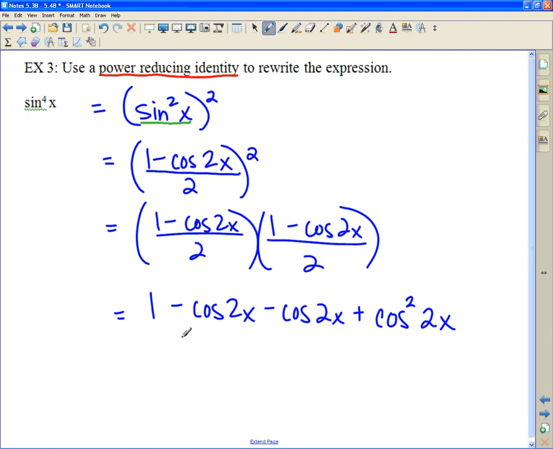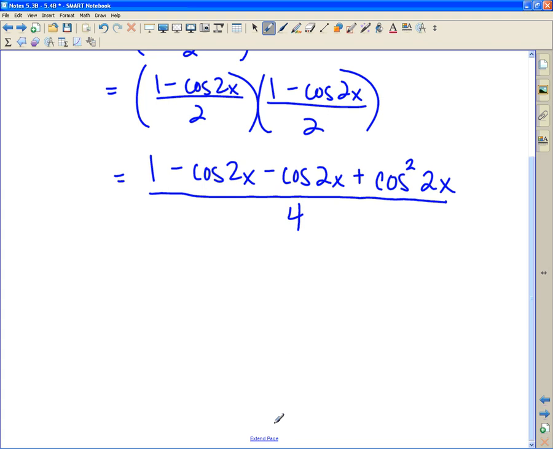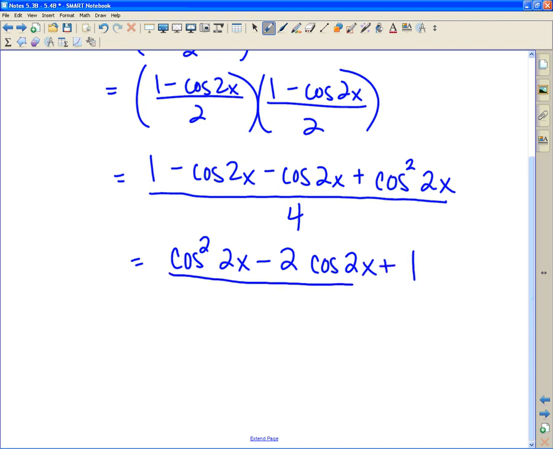Careful when you write that. All divided by 2 times 2 is 4. So let's write this in standard form. Cosine squared of 2x. You have a -1 and a -1 here, so you have -2 cosine of 2x plus 1, all divided by 4. And what you have now is, believe it or not, a simpler expression because you have something that is quadratic. So instead of being to the 4th power, you have the 2nd power.